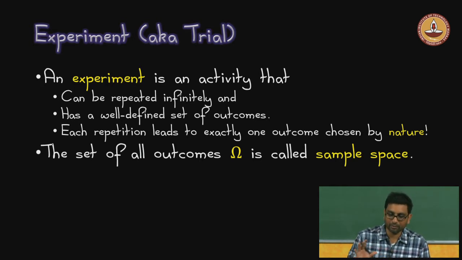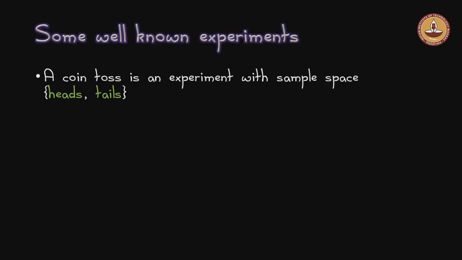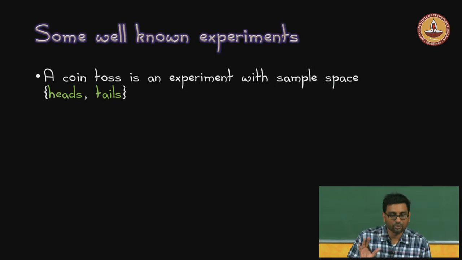Given an experiment, you will have to have a non-empty sample space, and if the sample space has exactly one element, then the activity is called a deterministic activity. But if the sample space has more than one element, then it's a randomized, probabilistic experiment. So let us look at some examples, and this is going to be a repetition of ideas that you have already seen before.